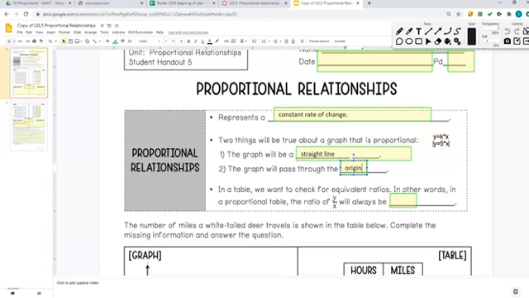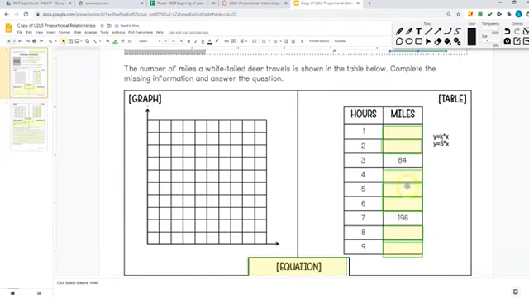So every time we go over to the right a certain amount, if we double something, then we're going to double the height as well. Okay? So every time we go over a certain amount, we have to go up a certain amount in proportion. Now, in a table, if we want to check for equivalent ratios, we just do y divided by x. Right? So y divided by x will always be constant. So y and x are always changing, but if we do y divided by x, we're always going to get the same value.